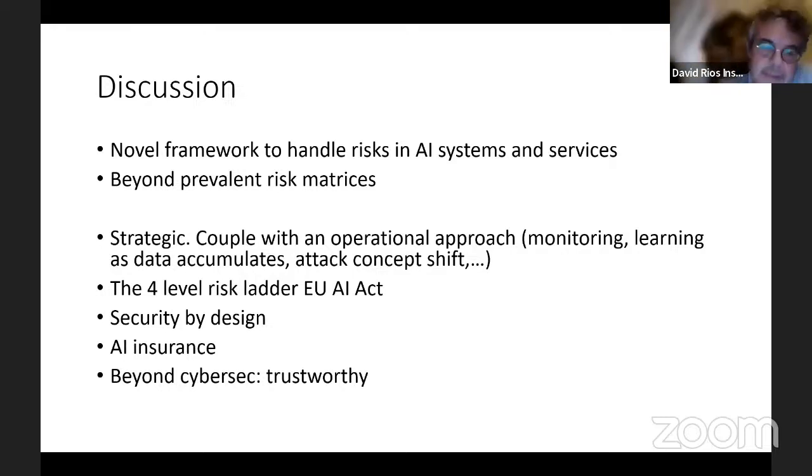And we can start talking about the same that people are talking about with products that are just starting, which are cyber insurance. We could start talking about artificial intelligence insurance, and also beyond cybersecurity. I just talked about cybersecurity, but there are wider problems within the concept of trustworthy AI. So security is just one element, one dimension. You could try to extend this in that direction.